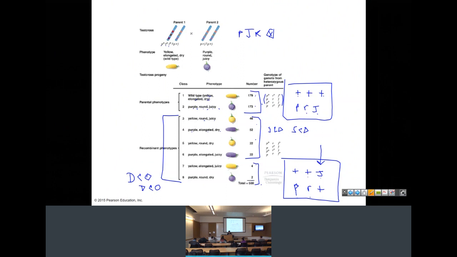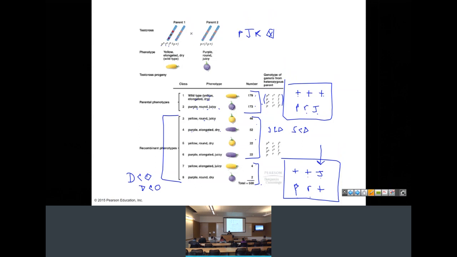So now you have figured out that the right order is PJR. Because if you went back and tried to figure out the order and the map between PRJ, it would never work for you. You could not get it to work. So now what do you do? Now the total number of offspring, in this example they made it easy, is 500.